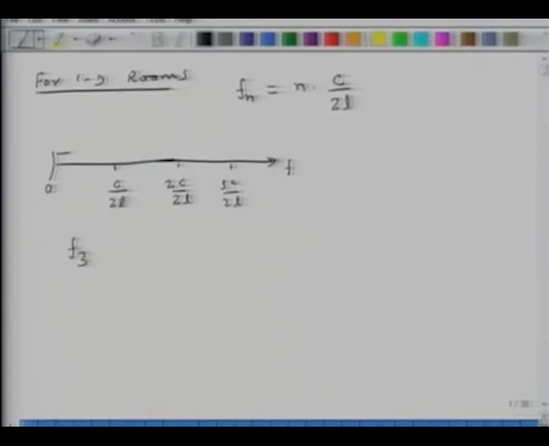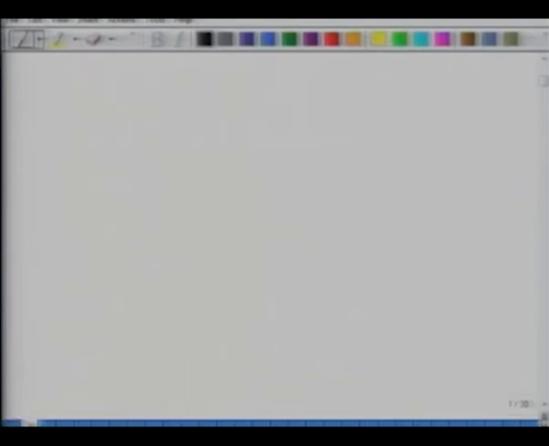F3 for instance will represent this. So the third natural frequency of this room will be F3, where F3 is defined as frequency associated with 3c over 2l. In terms of wavelength, each of these units is lambda over 2 in the direction of the length. So that is for one dimension. So now we will extend similar thought process for 2D rooms.